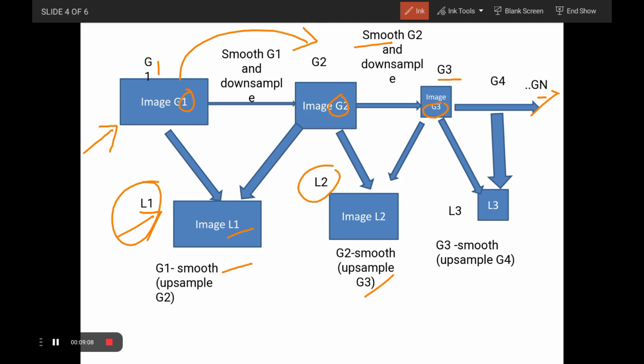The third case is also similar. You take the G3 image and the G4 image. G4 is obviously very small compared to G3. Then you smoothen the G4 image and upsample G4. You can subtract G3 and G4 and you will get the Laplacian image L3. This is similar, and you can increase more and more. This is the way we perform the image pyramid.